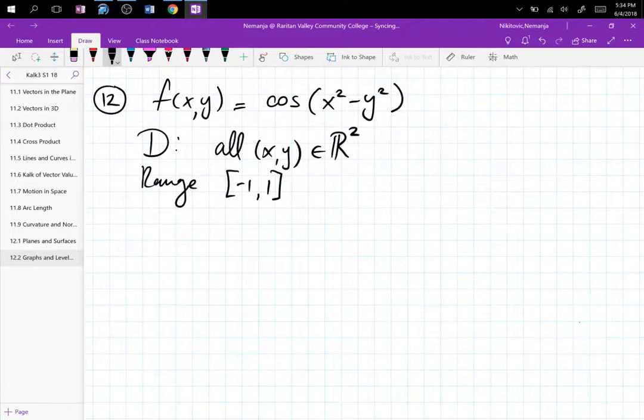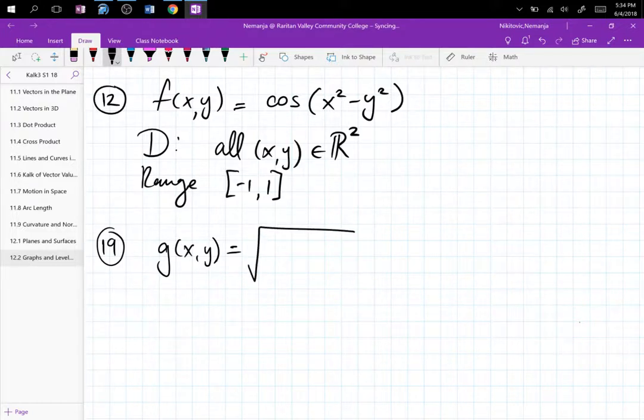One more, and then we'll move on. We have one more short concept after this, and we're done. So how about g of x, y is equal to the square root of xy divided by x squared plus y squared.